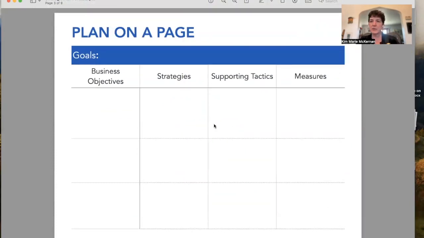So this concept of a plan on a page was originally from a Gartner best practice and revolves around having the overall goals and then business objectives, strategies, supporting tactics, and measures. So this idea that you can visualize a plan very easily on one page for your organization to have alignment.